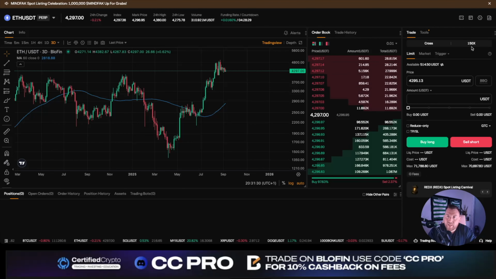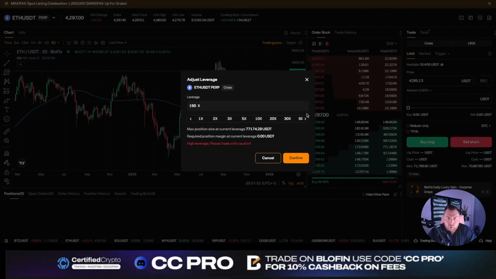Okay, next up, we have the leverage setting. So for Ethereum, it goes all the way up to 150x leverage. That basically means whatever you put in the trade, say you put $100, it's going to be multiplied by 150 times. That sounds great, but with leverage comes massive risk. All it would take is the trade to move a small percentage against you and you could lose your entire account.